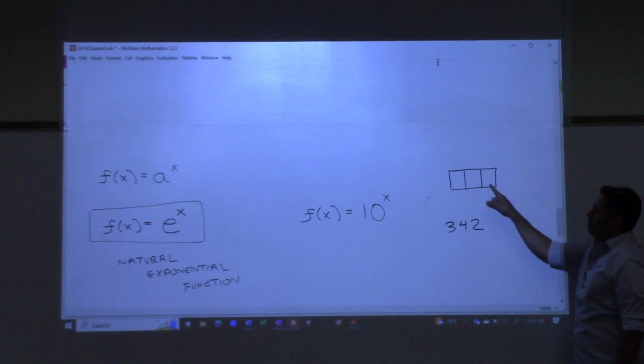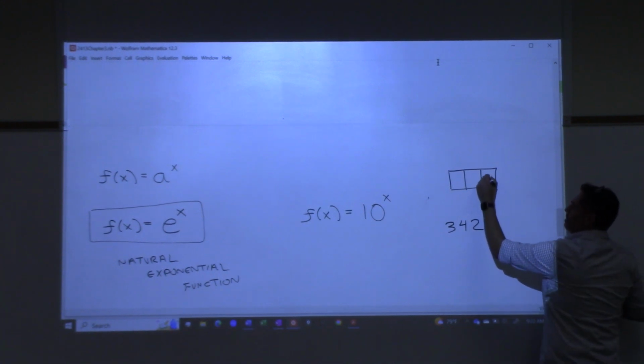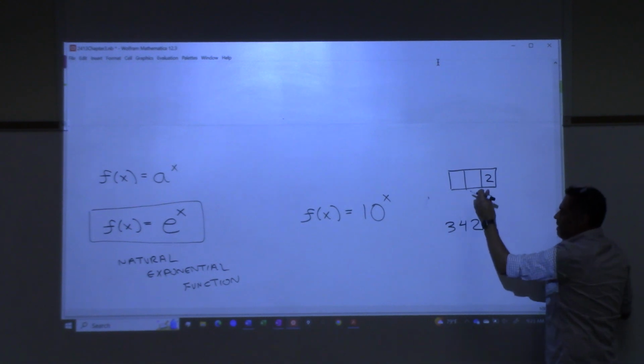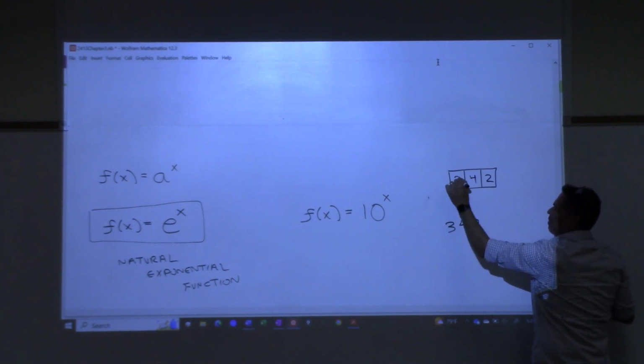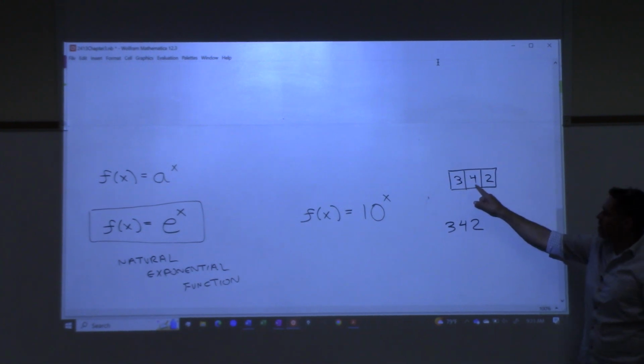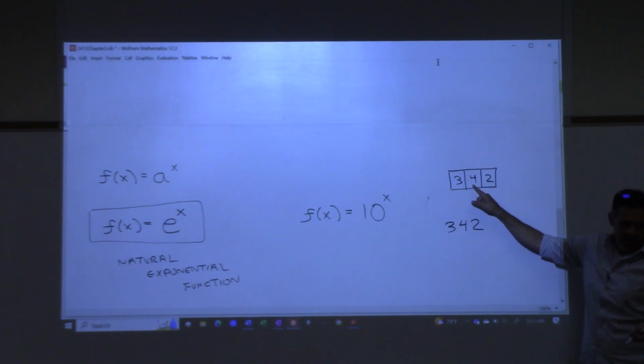So let's pick a number. I'll put 2 here, all right? And then how many options do I have here? Still 10, right? So 4 here, and then I put 3 here. Now, what do each of these digits represent? This is how many ones I have. This is how many tens I have. This is how many hundreds I have.